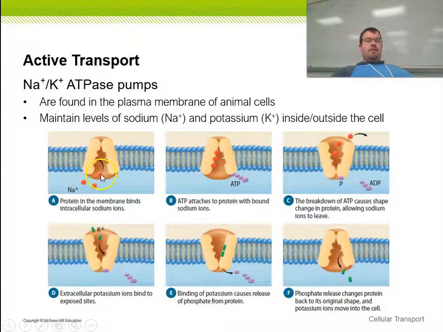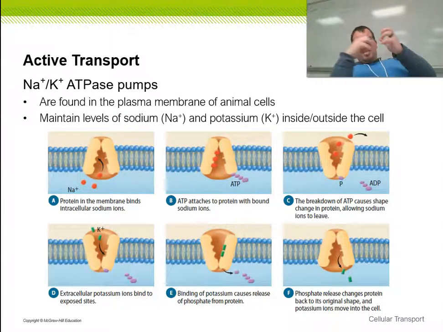So the first thing that happens is we'll take 3 sodium ions and they'll bond to here. As soon as they bond, it's ready to do the process it wants to do. Then ATP, adenosine triphosphate, which is our main energy source within our cells, comes over and bonds to this bonding site. As soon as it does that, it breaks the bond between the third and the second phosphate group and releases energy. As soon as that happens, you can see it's closed like this.